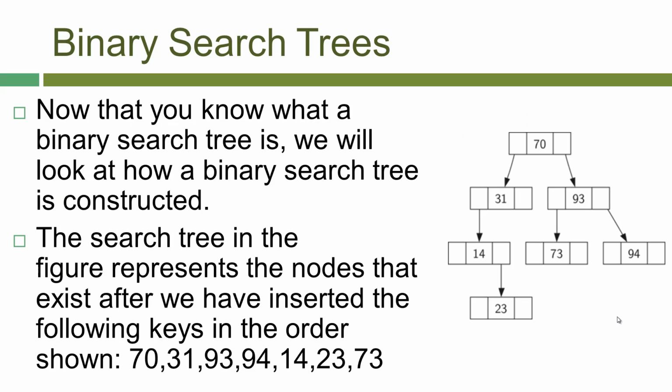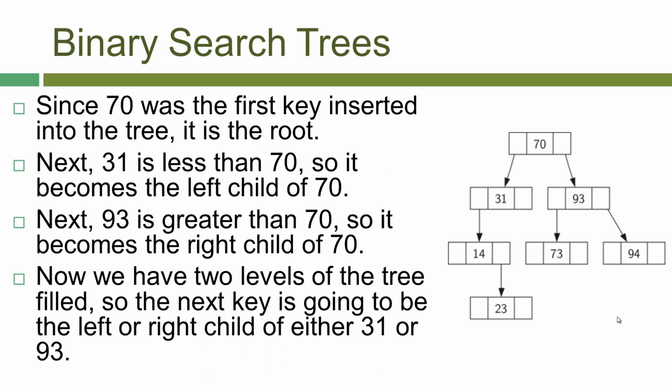Now that you know what a binary search tree is, we will look at how a binary search tree is constructed. The search tree in the figure here, which is the last one I showed you, represents the nodes that exist after we have inserted the following keys in the order shown: 70, 31, 93, then the next level, 94, 14, 23, and 73. Since 70 was the first key inserted into the tree, it becomes the root. Next, 31, since it's less than 70, becomes the left child of 70. 93 is greater than 70, so it becomes the right child of 70.